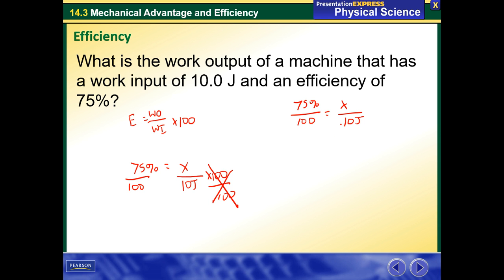And if you see this is easy because all you have to do is cross multiply and divide. So if you cross multiply, 75 times 10 gets me 750. 100 times 10 gets me 100x. And if you divide that all by 100, 750 divided by 100 gets me 7.5 for my work output. So here, if I'm trying to find work output, this gives me it in joules.